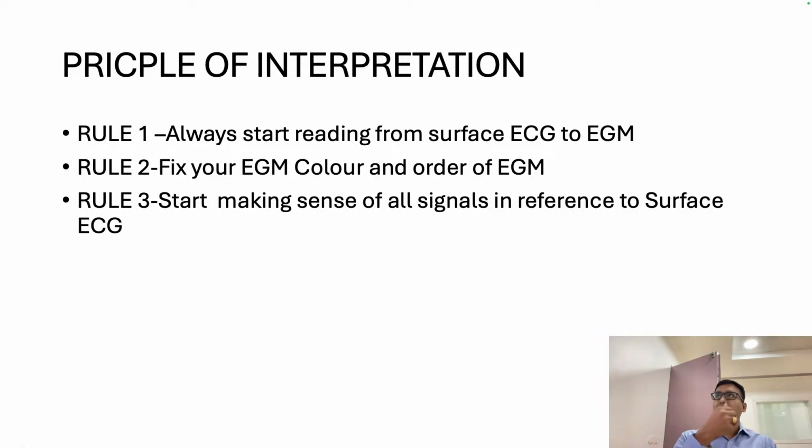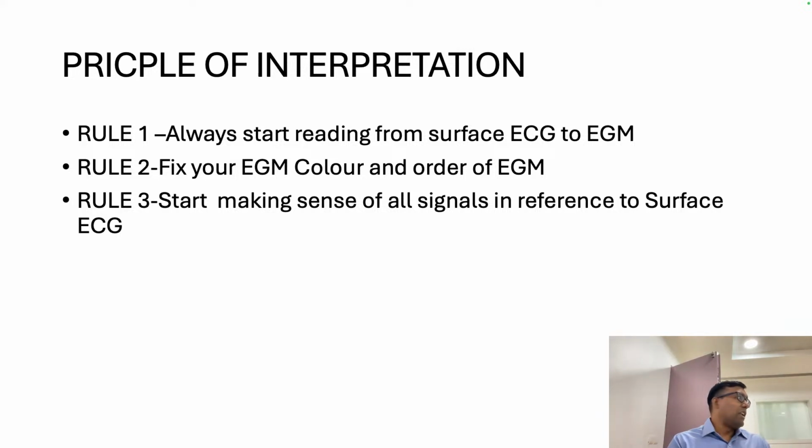The first principle that GJ has also told: rule number one, always start reading from the surface ECG. Number two, fix the EGM color and order, because if you are not fixing them, you will start struggling. When you are going to new labs, you should first set that. Most labs keep the color and order fixed; even for 10 years they have not changed. So when you enter, you finally start making sense of all the signals.